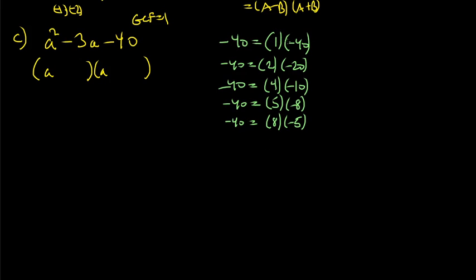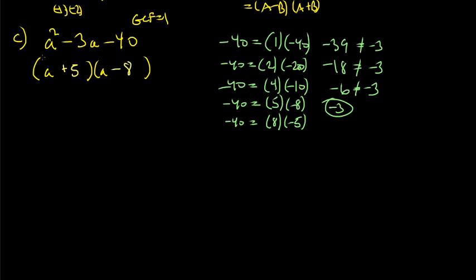So when we add 1 plus negative 40, we get negative 39. That's not negative 3, so no match. 2 minus 20 is negative 18, but that's not negative 3. No match there. 4 minus 10 is negative 6. Close, but it's not negative 3. 5 minus 8. There we go. That's negative 3. So the two numbers that go here are positive 5 and negative 8.